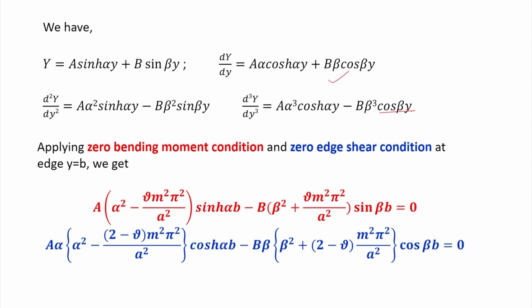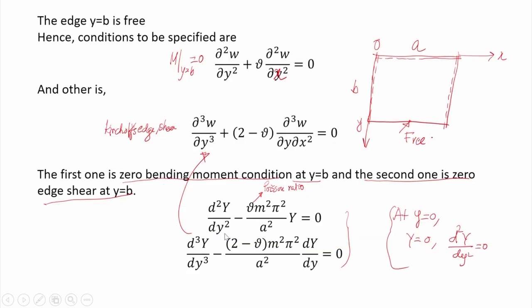Now applying the zero bending moment condition and zero shear condition, that is, bending moment, which I am writing symbolically, is zero at y equal to b, and shear, that is Vy, is zero at y equal to b. So this condition we now assume. After assuming this condition, we substitute it in the boundary equation that we obtained. We obtained separately the derivative of the equation, and in the previous slide you have seen the two equations where you have to differentiate Y twice, and then put y equal to b.